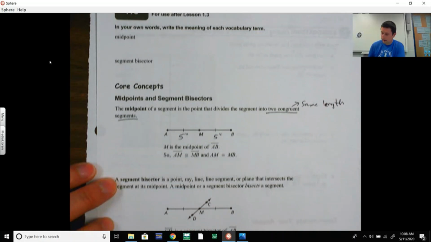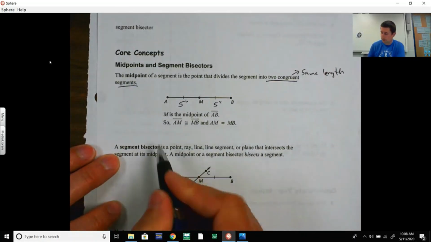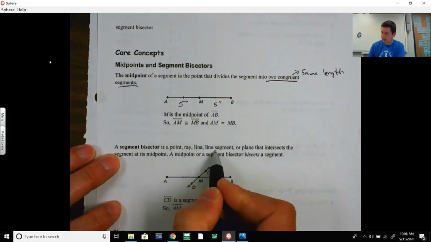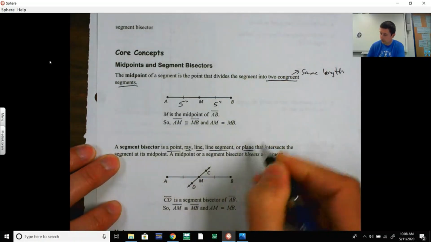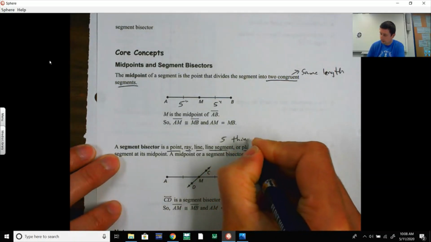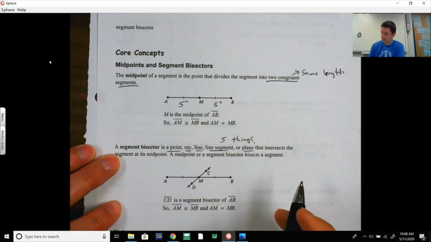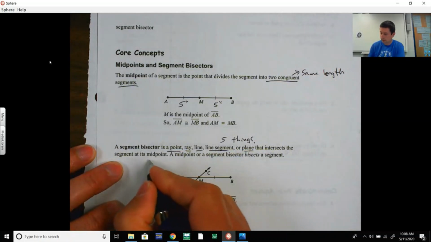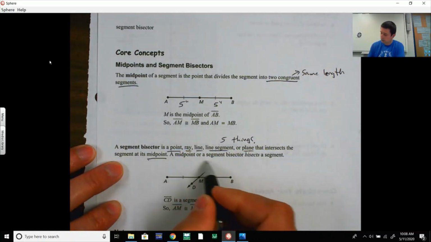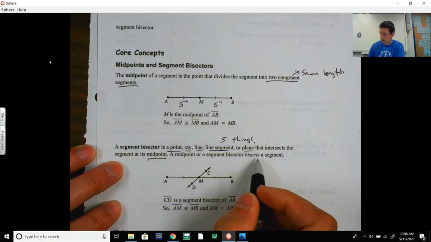Okay. A segment bisector is a point, ray, line, or line segment, or plane. So 1, 2, 3, 4, 5. There's 5 things it can be. A segment bisector that intersects the segment at its midpoint. A midpoint or segment bisector bisects the segment.